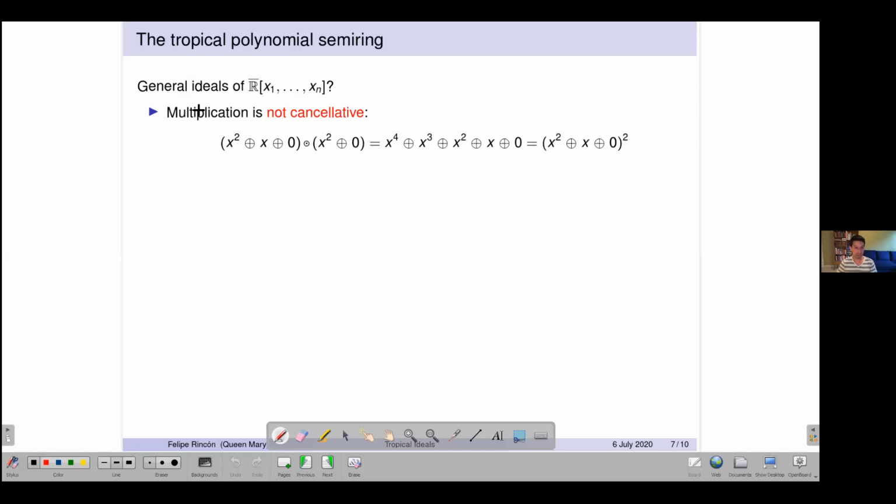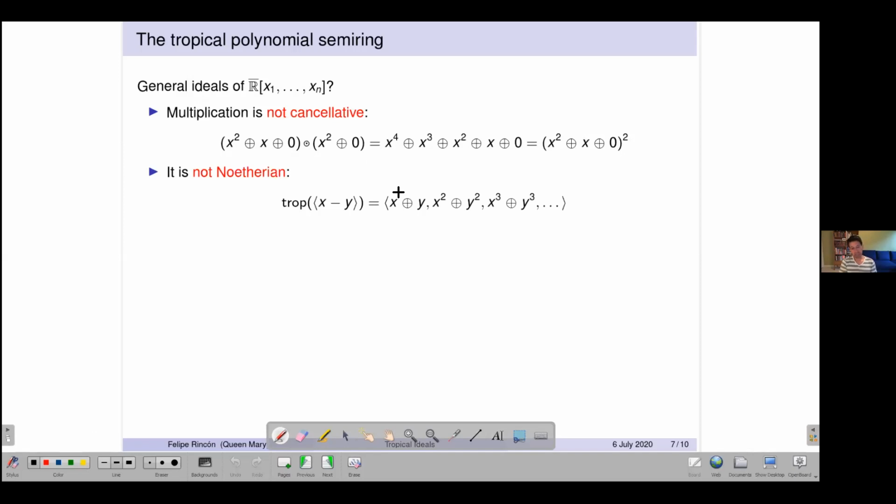One simple but important problem is that multiplication in this tropical semiring is not cancellative. Here is an example of it. If you take this quadratic polynomial and you multiply it by this other quadratic polynomial, you get this quartic polynomial. That's the same as just taking the first one squared. So here you have an equality, but you cannot cancel the x squared plus x plus 0. So multiplication is not cancellative.